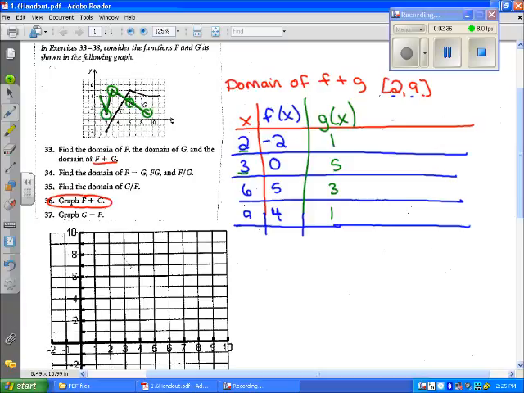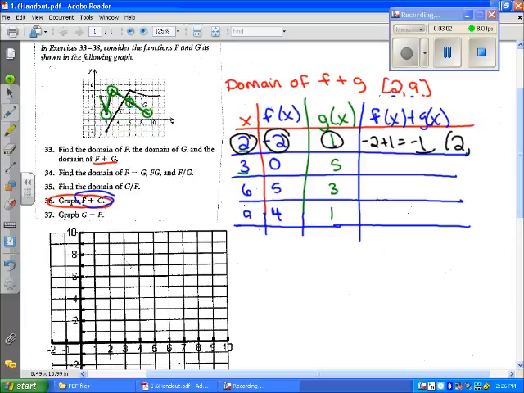Okay, now what we're going to do is add f and g together. So what I'm going to do is add the y values together. Negative 2 plus 1 gives me negative 1. Okay, so that gives me the ordered pair of 2, negative 1. Let's go ahead and plot that point on our graph. Okay, there we go.